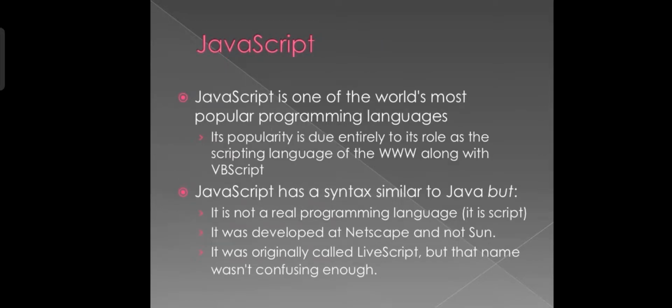JavaScript. JavaScript is one of the most popular programming languages. Its popularity is due entirely to its role as the scripting language of the WWW, along with VBScript. JavaScript has a syntax similar to Java, but it is not a real programming language. It is a script. It was developed at Netscape and not Sun. It was originally called LiveScript, but the name wasn't confusing enough.